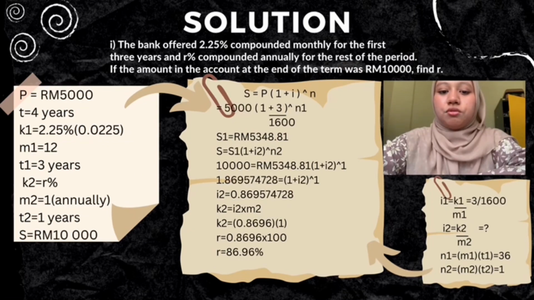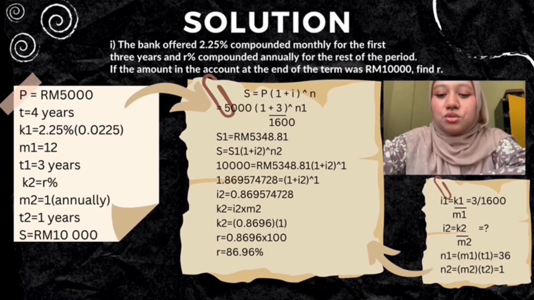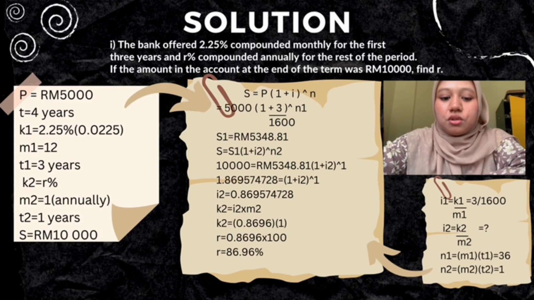So P equal to 5,000, T equal to 4 years, K1 is 0.0225 and M1 equal to 12 compounded monthly, T1 equal to 3 years, K2 equal to R% and M2 equal to 1 compounded annually, T2 equal to 1 year, S equal to 10,000. So we need to search for i1, i2, n1 and n2. i1 equal to 3 per 1,600, n1 equal to 36 and n2 equal to 1.